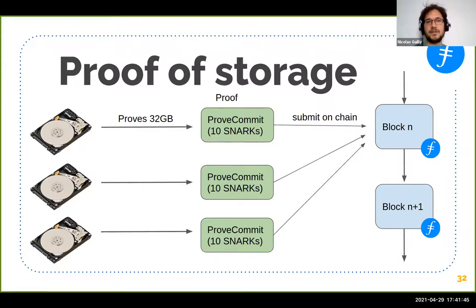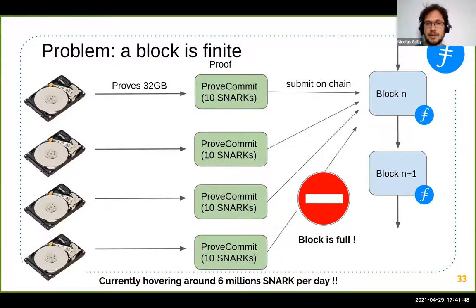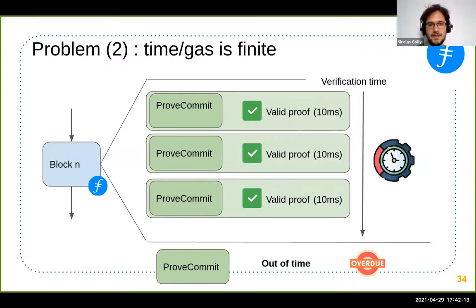The problem here is that the block is finite, so I cannot put as many proof commits as I want in a block. Of course, as Dig or Friedel mentioned before, we are hovering around 6 million SNARKs per day. It's really a lot, our blocks are full, and we even have 5 blocks per epoch. We need a way to onboard more storage while keeping the same number of blocks. And why can we not put more proof commits on chain? It's because time or gas is finite.